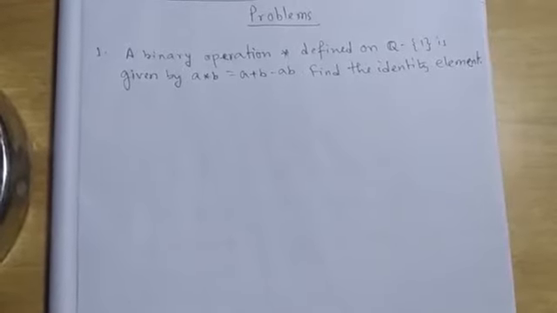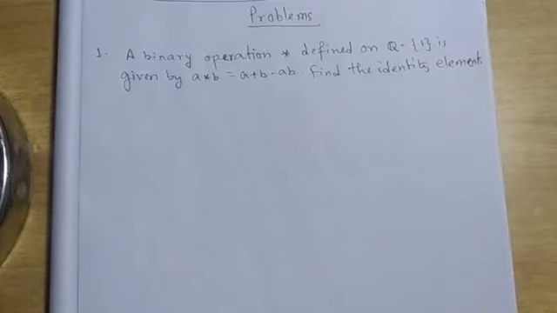Okay, so in this video we will do some problems on binary operations. The first problem is this: a binary operation star is defined on Q minus {1} by a star b equals a plus b minus ab. Find the identity element.